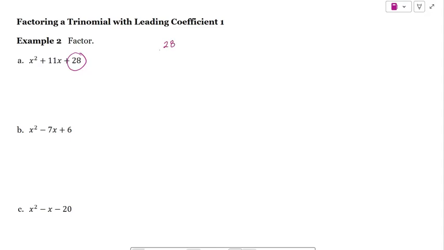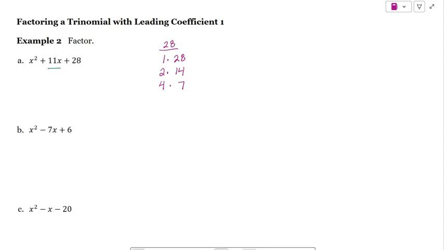So 28 is 1 times 28, 2 times 14, and 4 times 7. So the first step is to find different combinations of numbers that will multiply to give us that last number. The next thing that we do is look at those pairs and determine which of them, when combined, meaning added or subtracted, will give us the middle term. The middle number is an 11.